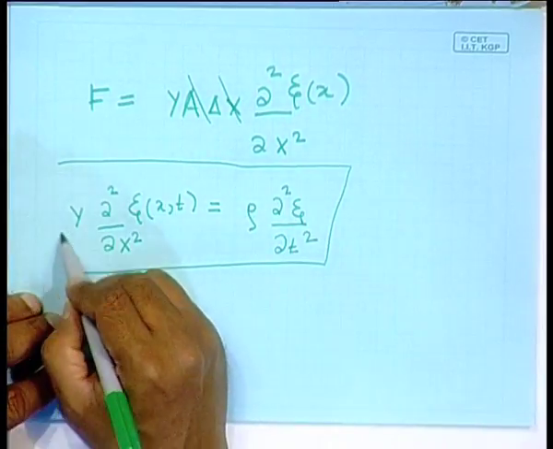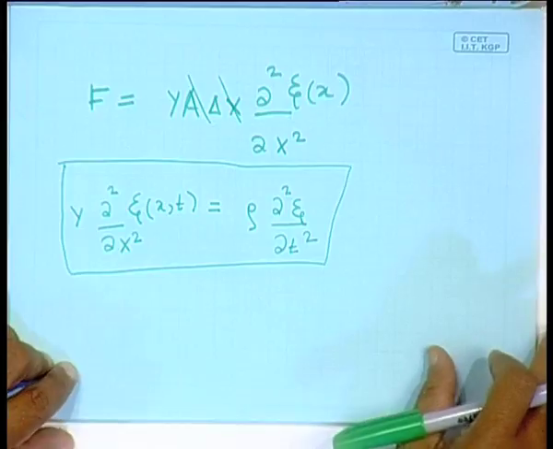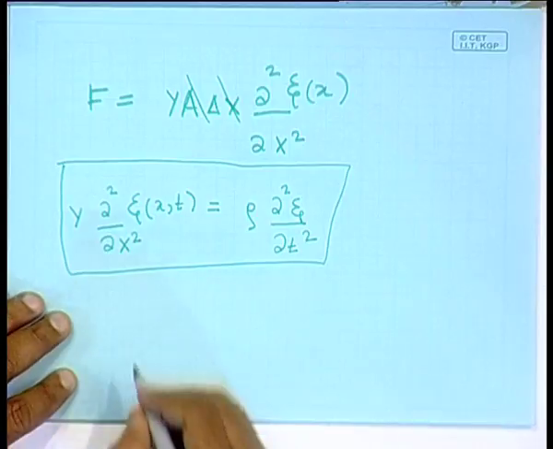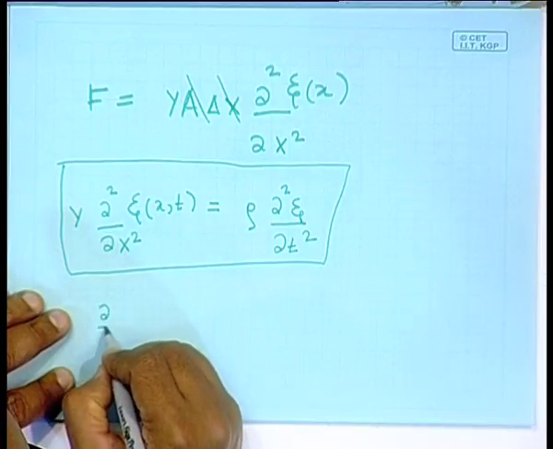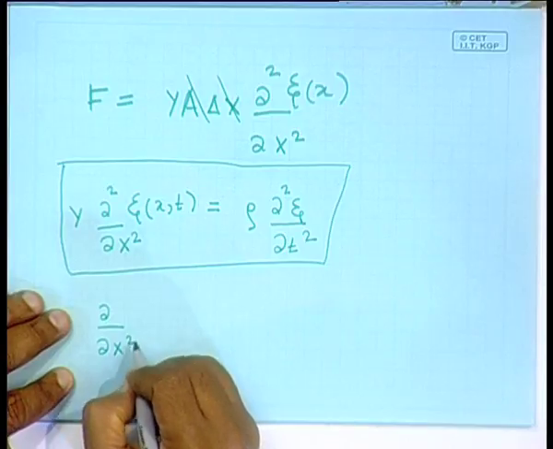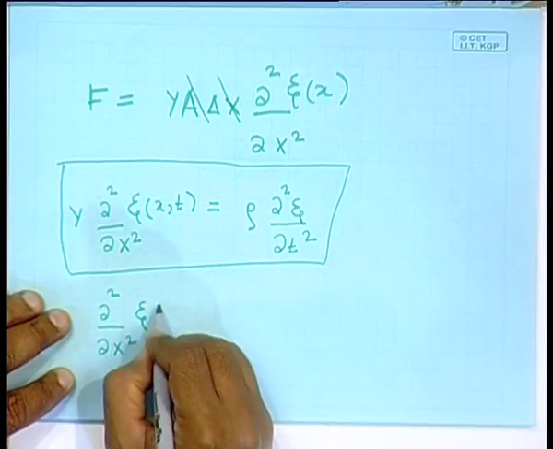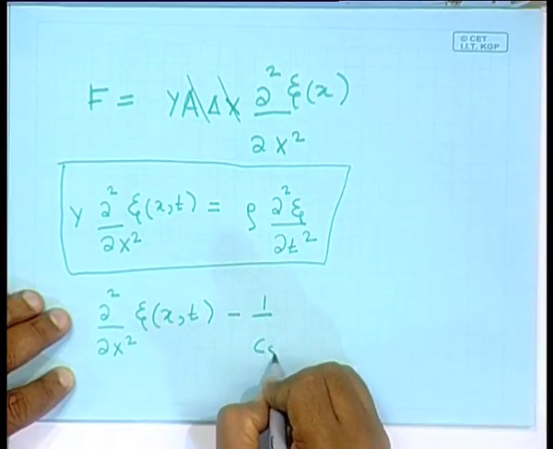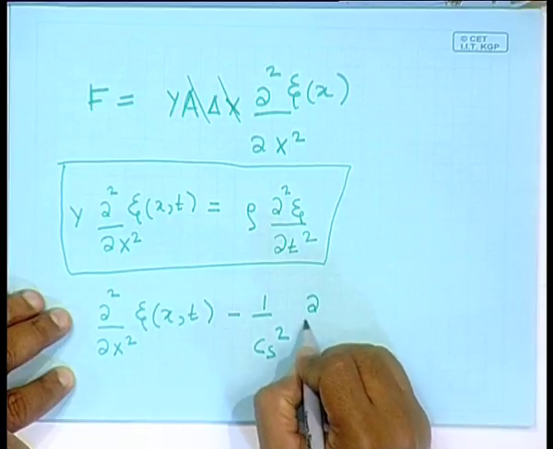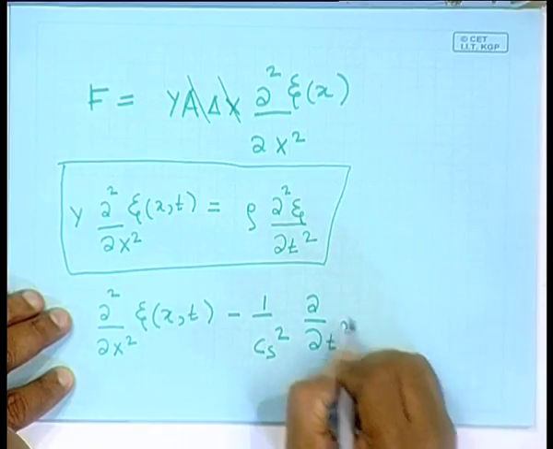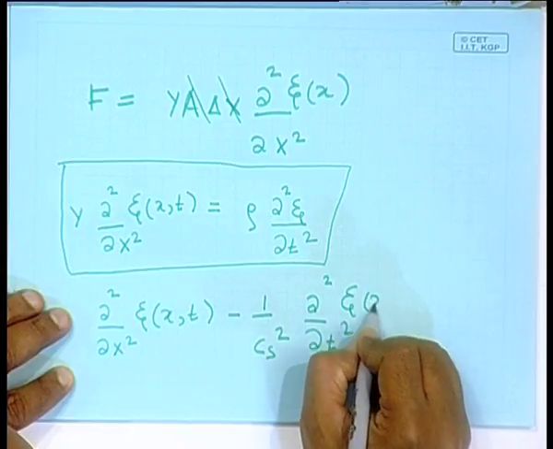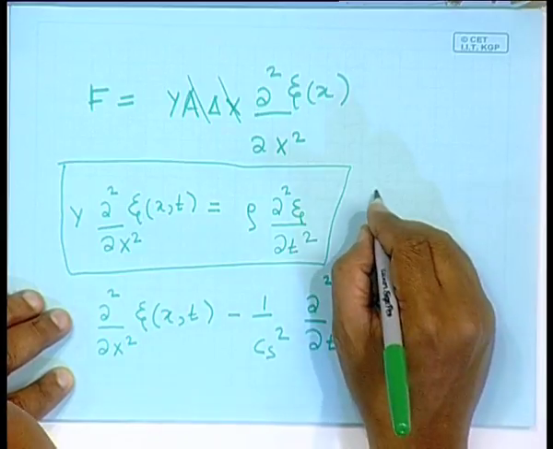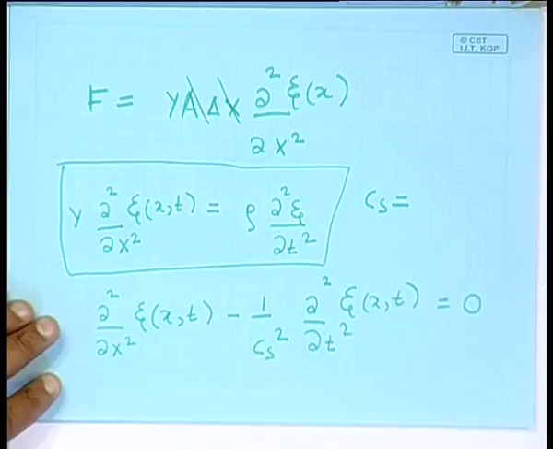This equation can be written as follows. Let me just rearrange the terms in this equation. This equation can be written as del squared xi by del x squared minus 1 by C s squared del squared xi by del t squared, and this is equal to 0, where this constant C s you can identify.